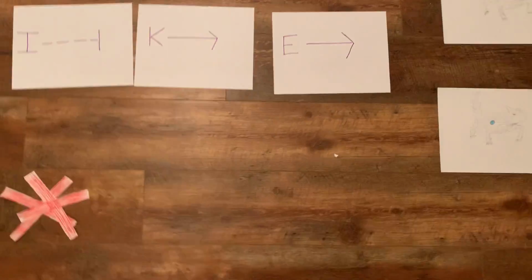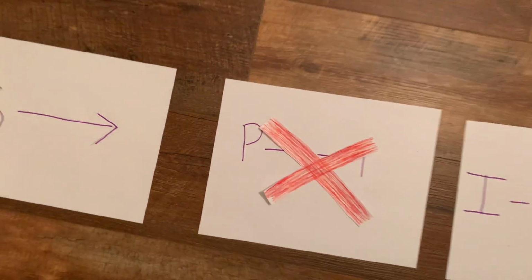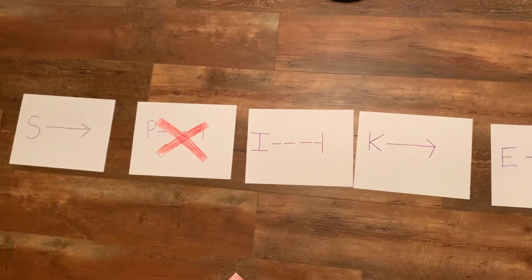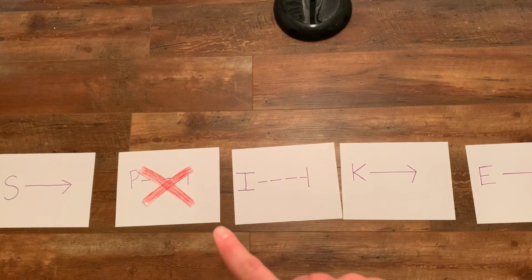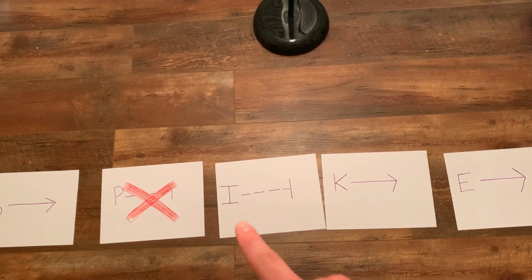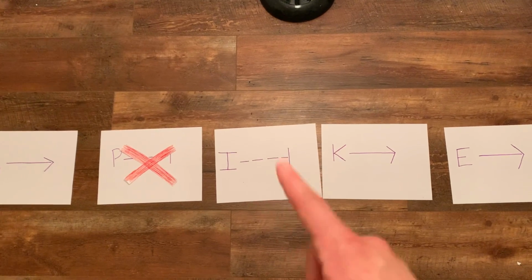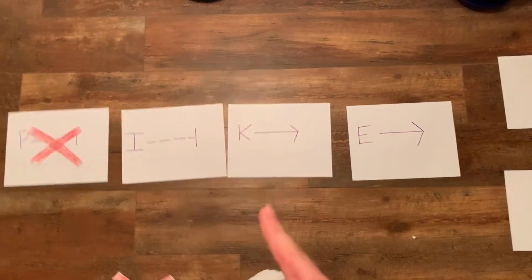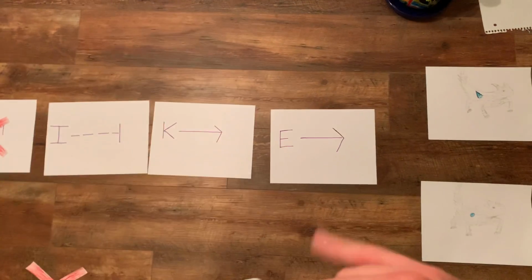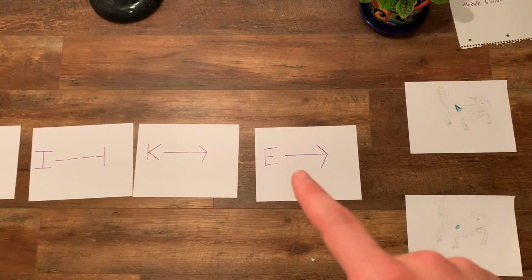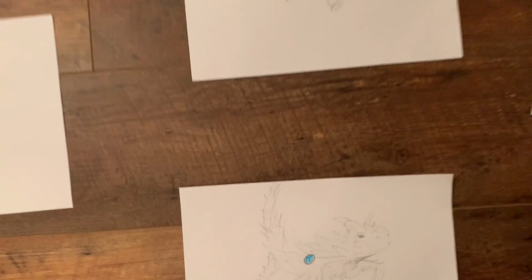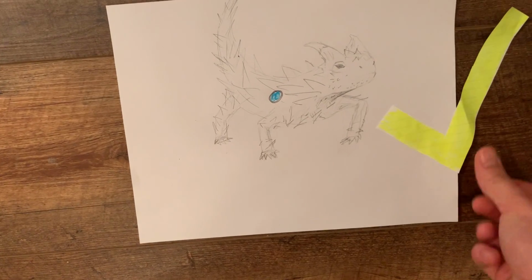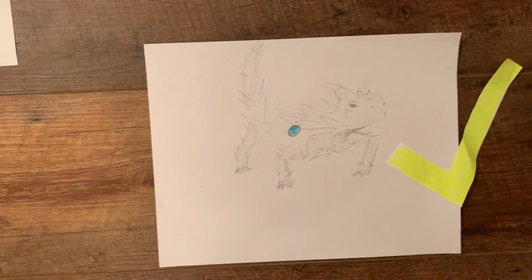The first mutation is going to be a mutant P. So we will throw the X on the P since it's mutated. We'll notice that even though that's mutated, S has no effect on it. P's hindering I as a wild type, but now it can't inhibit I. So I then is able to inhibit K, which then is not able, because it's inhibited, to stimulate E. At that point, we get no transcription of this phenotype, and we now have a thornless thorny dragon.